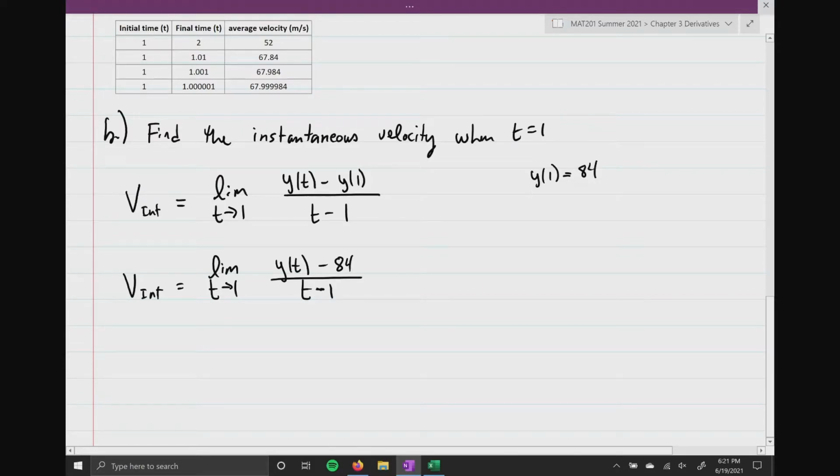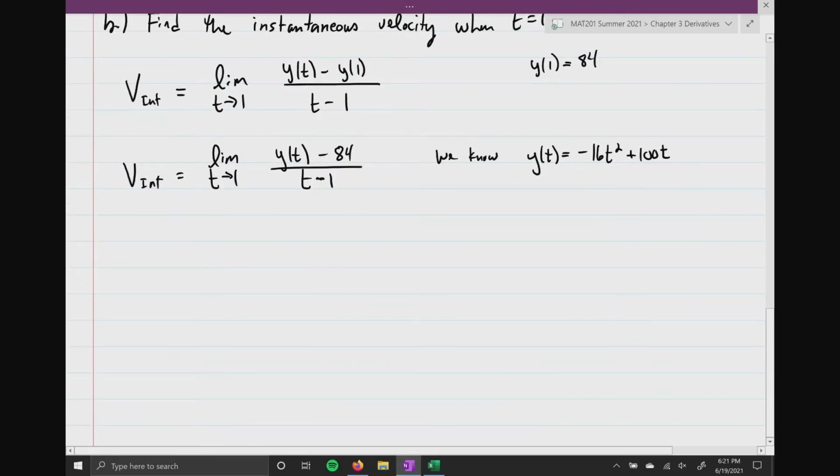So now I'm going to go ahead and make my substitution. We know that y of t equaled negative 16t squared plus 100t. So I'm going to make that substitution. So my instantaneous velocity is going to equal the limit as t goes to 1 of, and I'm a big fan of using parentheses and brackets, so I'm going to put a bracket first.